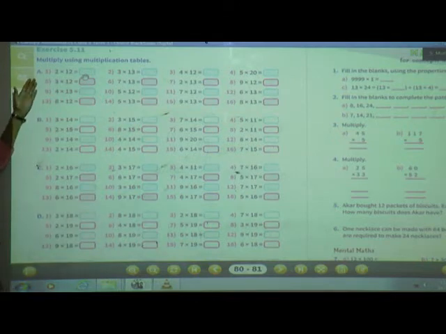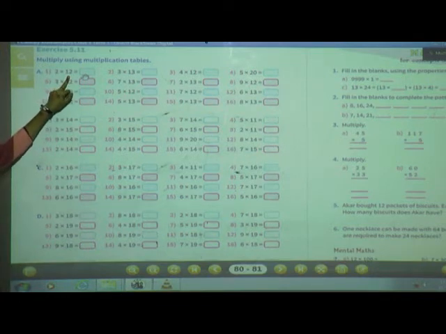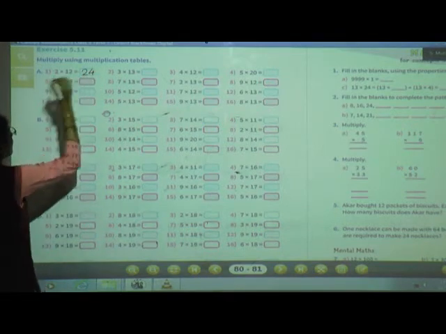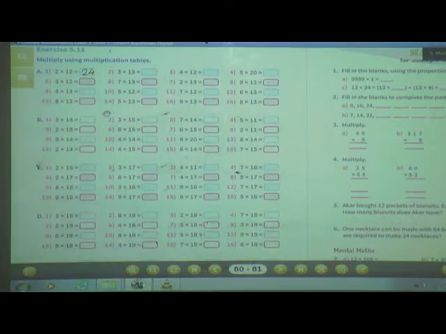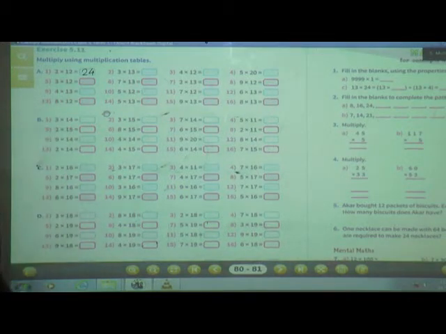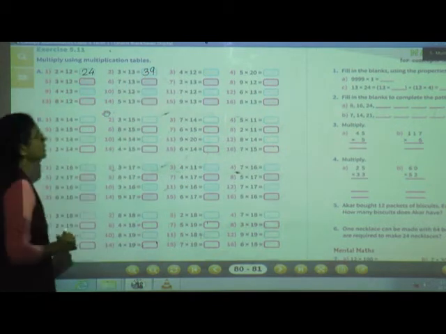Now see the A question here. 2 into 12. You have to say the table of 12 now. 12 twos are 24, correct. So write here 24. Next, 3 into 13. Say the table of 13. 13 threes are 39. So write here 39.